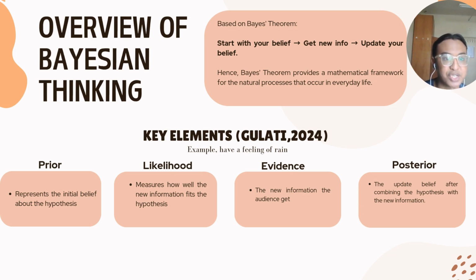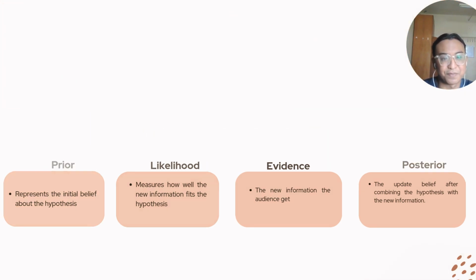And then the posterior. So posterior is the updated belief after you combine the hypothesis with the new information. So for example, now you believe that it's going to be 100% rain due to the evidence, or maybe 70% of heavy downpour. So that is the key elements.